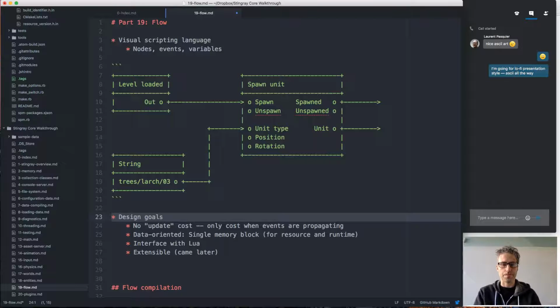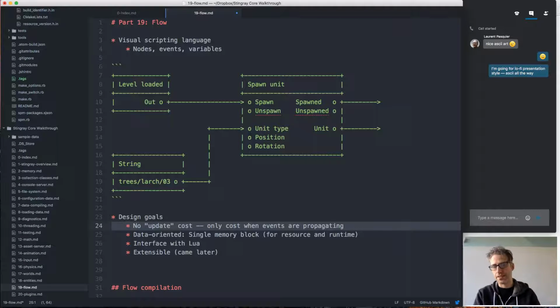Some of the design goals. One of the design goals is that we shouldn't pay a static cost for having this system, and that's the same design goal that we have in all of our systems. I've said that before: you shouldn't pay for stuff that you don't use. So a flow graph shouldn't cost anything unless something is happening. There shouldn't be an update function that goes through all the nodes and does something every frame. We should only pay the execution cost when we actually have events being triggered.